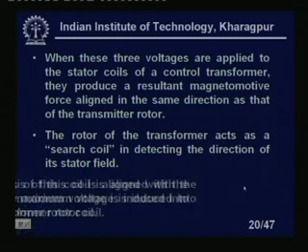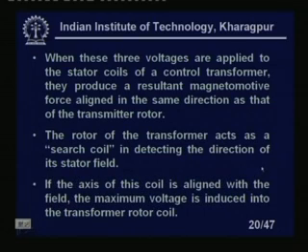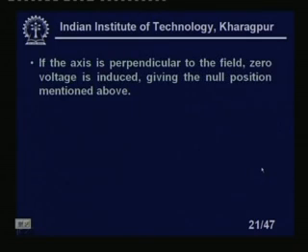If there is any mismatch between the rotor positions of the transmitter and the control transformer, I will get some output. If the axis of this coil is aligned with the field, the maximum voltage is induced into the transformer rotor coil. If the axis is perpendicular to the field, 0 voltage is induced, giving the null position mentioned above.